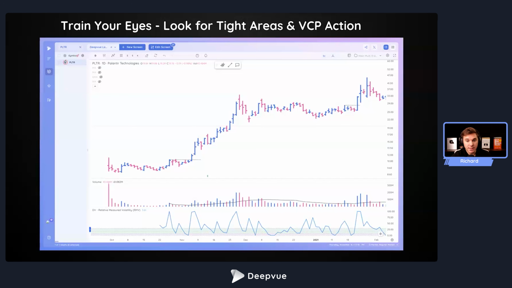And for the most part, these are daily charts. I will point out some weekly charts, monthly charts, because you can use the RMV concept. It's fractal, like I mentioned. But for the most part, these will be daily charts.